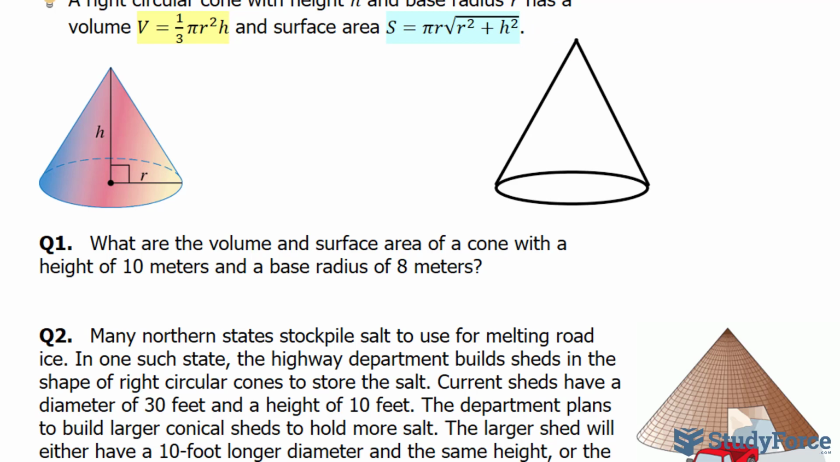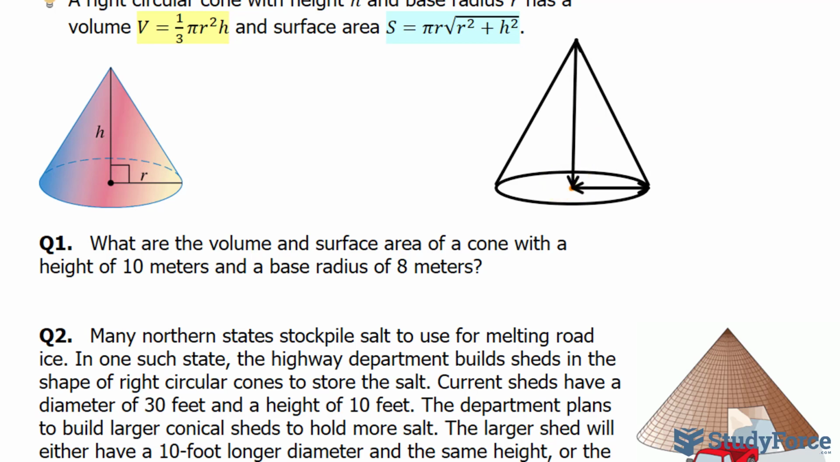So, our base radius is 8 meters. That's a distance from here to here. And the height of this cone is 10 meters. Now, in some questions, you may be given the slant height. So this is the actual height, that's the distance from here to here. But the slant height, in some questions you might be given, is the distance from here to here. In that case, you would have to use the Pythagorean theorem to derive the actual height.